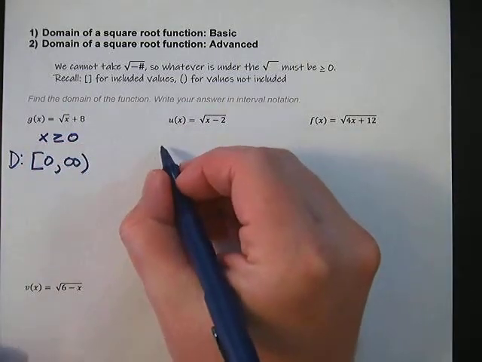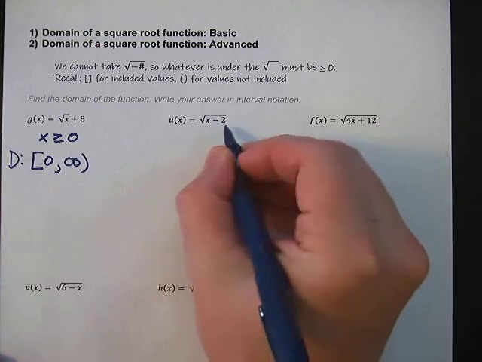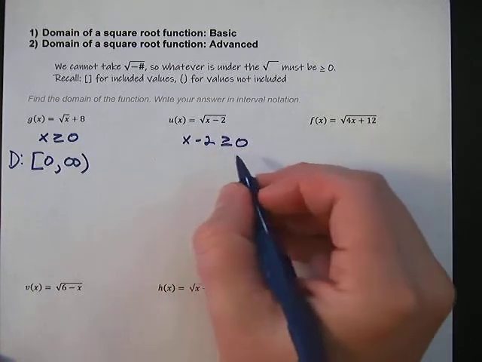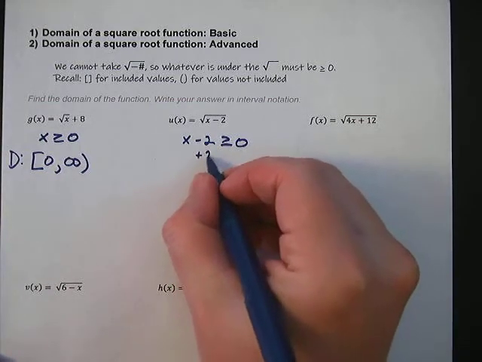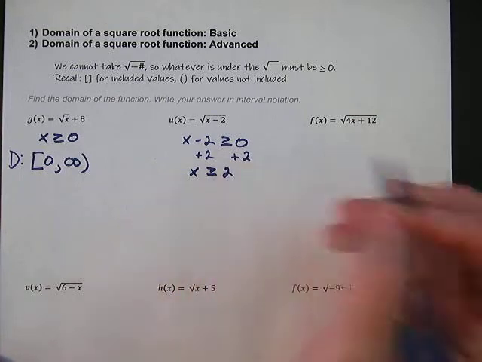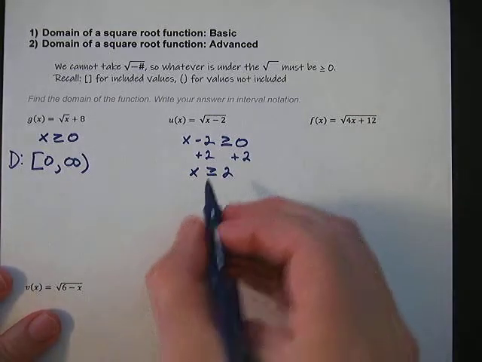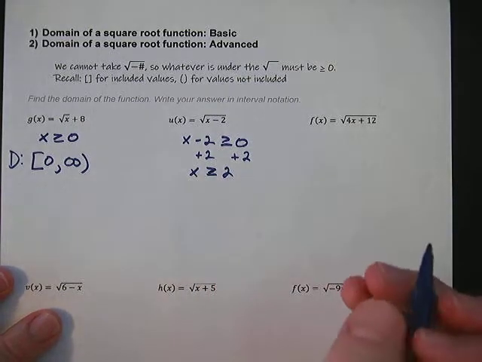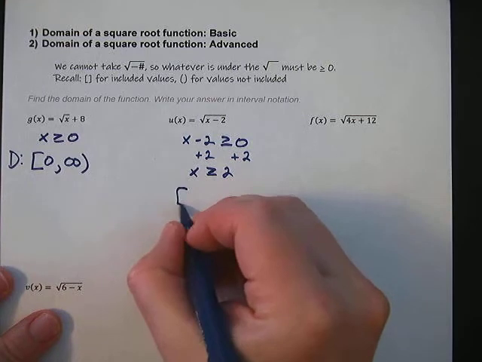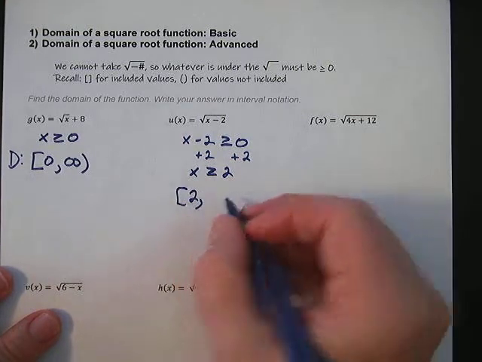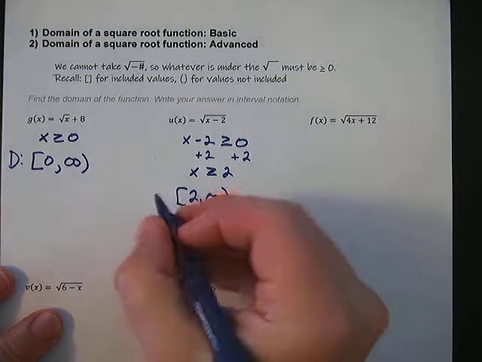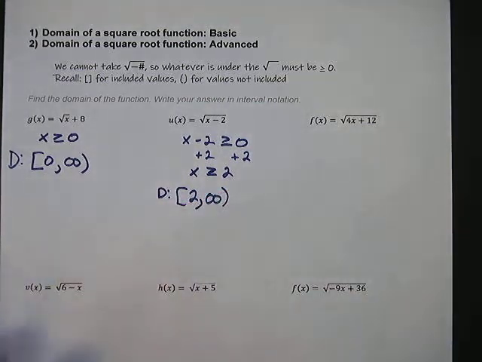For the domain of this one, we would set the inside greater than or equal to 0, so x minus 2 greater or equal to 0. We need to solve this for x, so we add the 2, and that will give us x is greater than or equal to 2. That tells us that x is everything bigger than 2. So we write bracket 2, because that's where it starts, and we move off to positive numbers, with a parenthesis on infinity because you can't reach infinity.